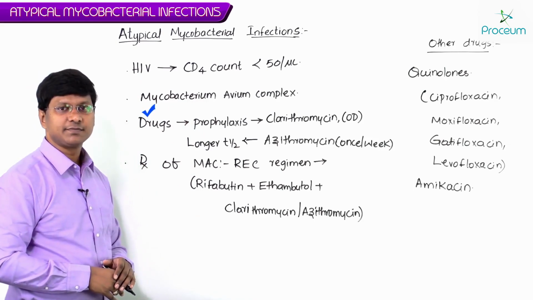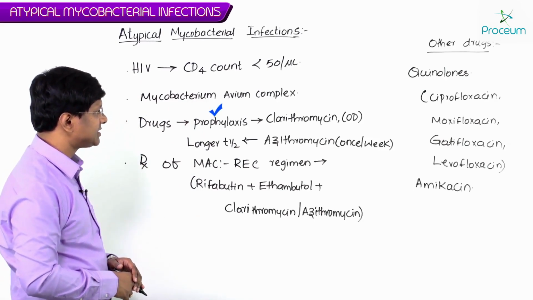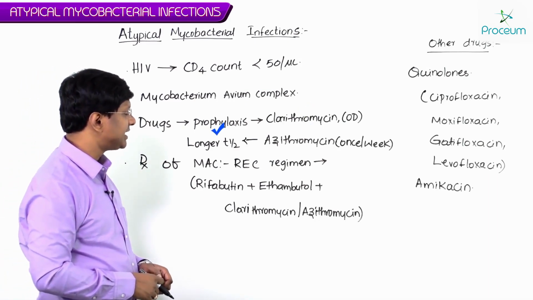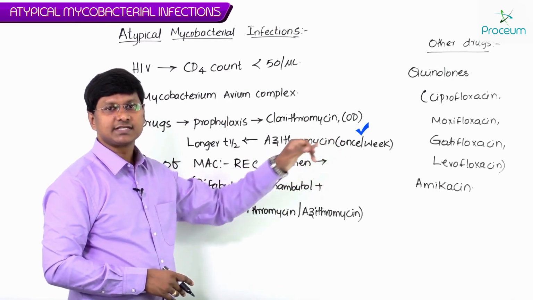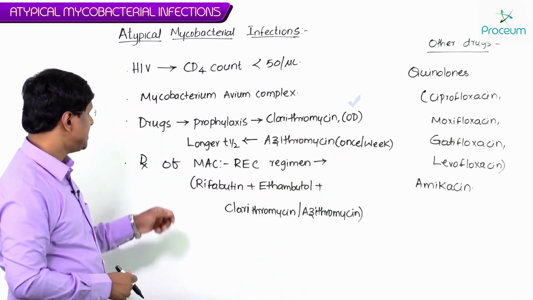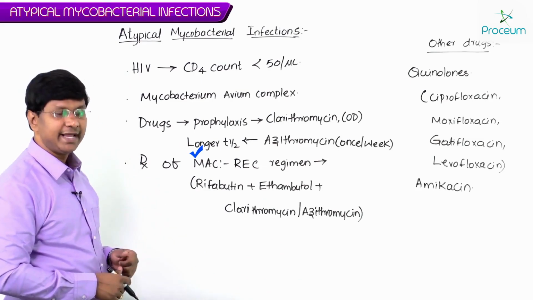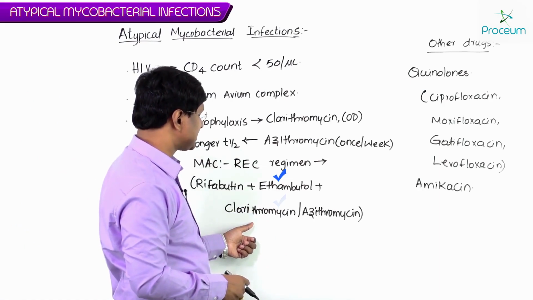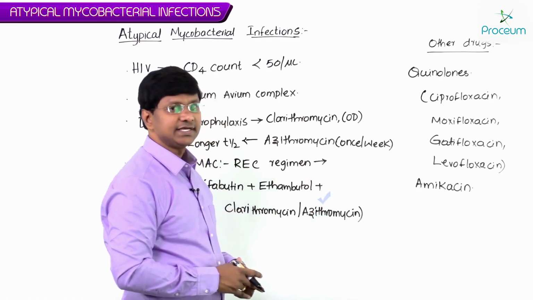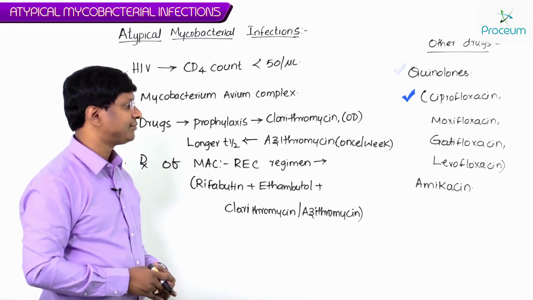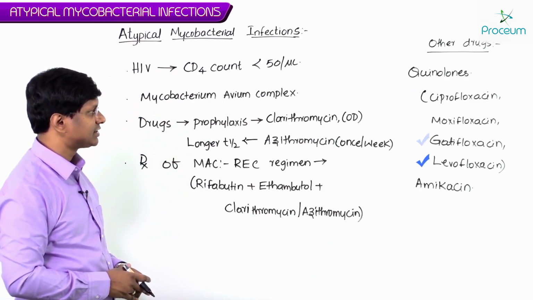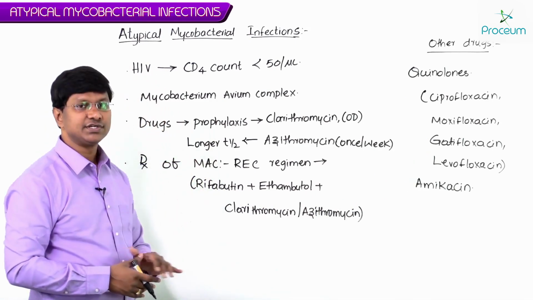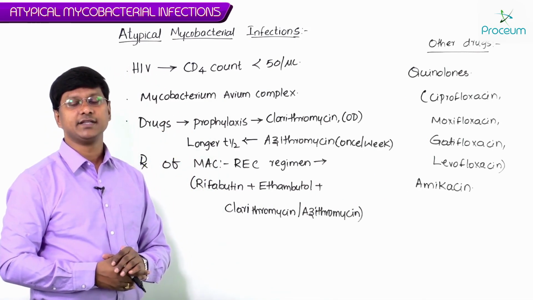The drugs used for prophylaxis of MAC are clarithromycin as well as azithromycin. Azithromycin has a longer half-life, so it can be used once weekly, whereas clarithromycin is used once daily. The treatment of MAC includes the REC regimen, that is rifabutin, ethambutol, and clarithromycin or azithromycin. The other drugs include quinolones like ciprofloxacin, moxifloxacin, gatifloxacin or levofloxacin, and amikacin. So this completes the treatment of atypical mycobacterial infections.